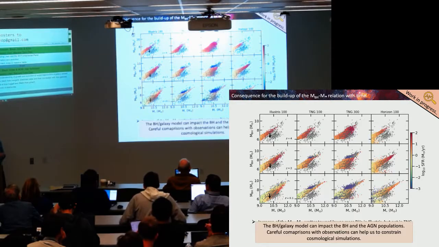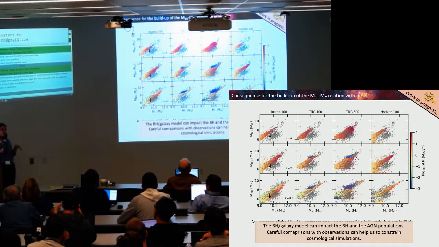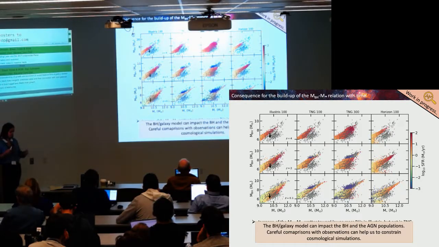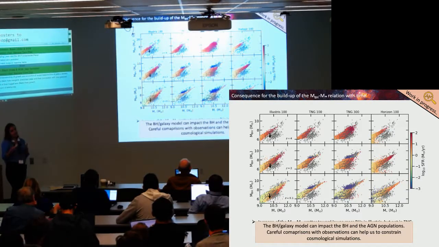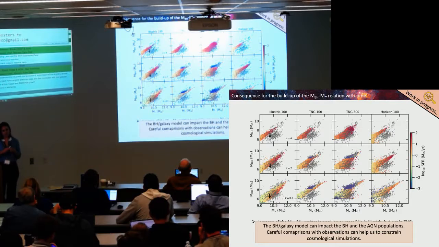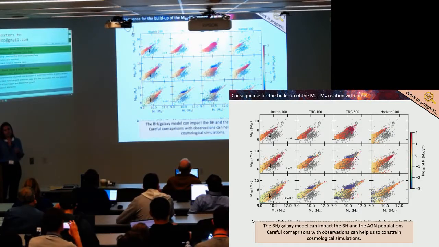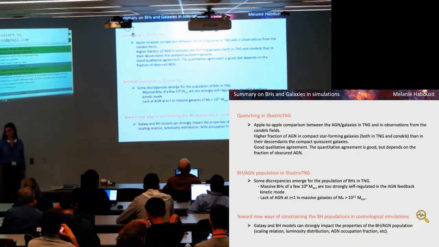So I just wanted to say that those differences make strong differences in the AGN population, and with new observations that we have now, we could be able to better constrain cosmological simulations with a focus on the AGN population rather than only the galaxy population. And I leave you with my summary.